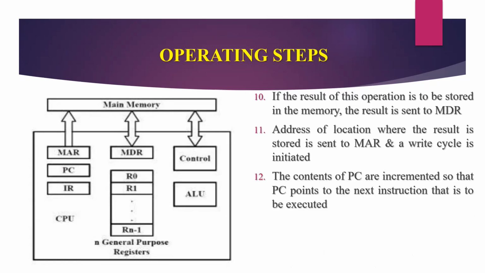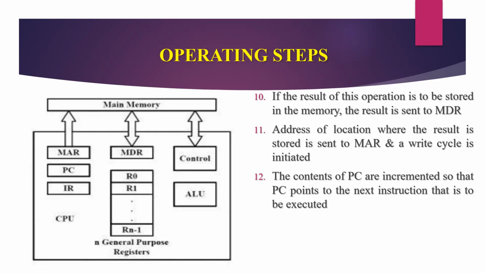So step 10: if the result of this operation is to be stored in memory, then the result is sent to MDR, because after completing all the operations we have to store the data into memory. How to store the data into memory? If the data comes, we definitely have to use MDR. MDR is bidirectional, so via MDR the data will be stored into the specified memory location.